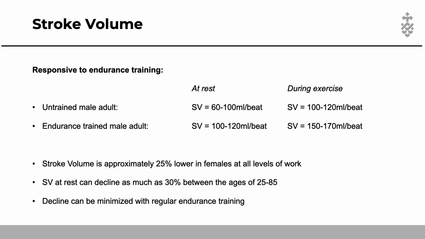Now, like most other physiological parameters, age can affect stroke volume. A person's stroke volume at rest can decline by as much as 30% between the ages of 25 and 85. So, older individuals who perform aerobic exercise regularly can actually minimize this decline in stroke volume. And that's because regular endurance or aerobic training increases our blood volume, it reduces our vascular resistance, it also increases our heart size and increases our venous return, all of which help to maintain a higher stroke volume.